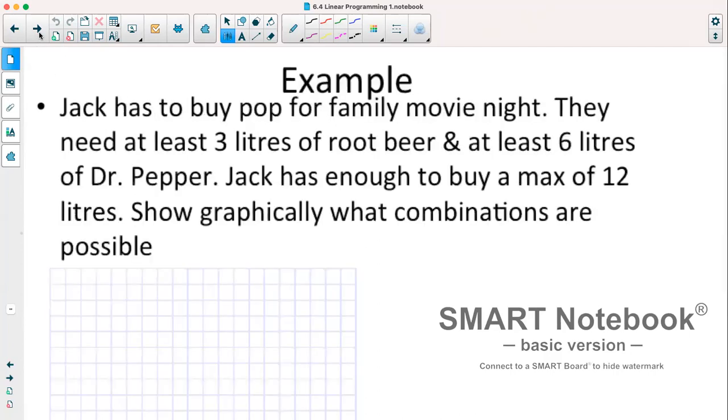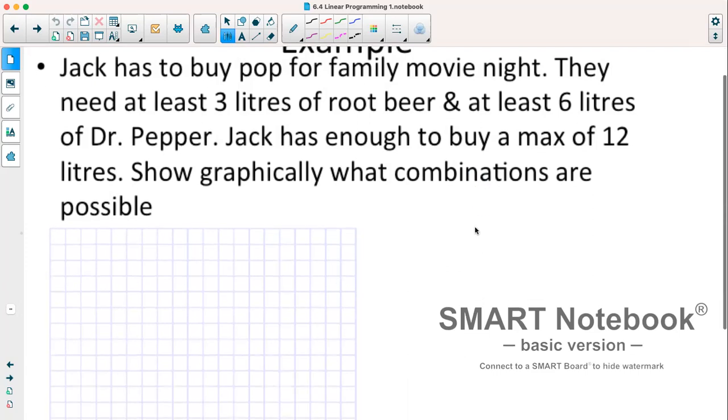So, for example, Jack has to buy pop for a family movie night. They need at least 3 liters of root beer and at least 6 liters of Dr. Pepper. Jack has enough to buy a maximum of 12 liters. Show Jack graphically what combinations are possible.